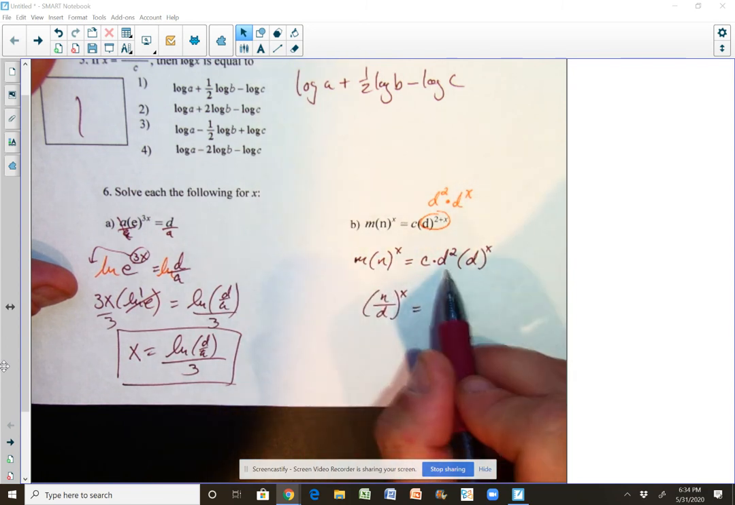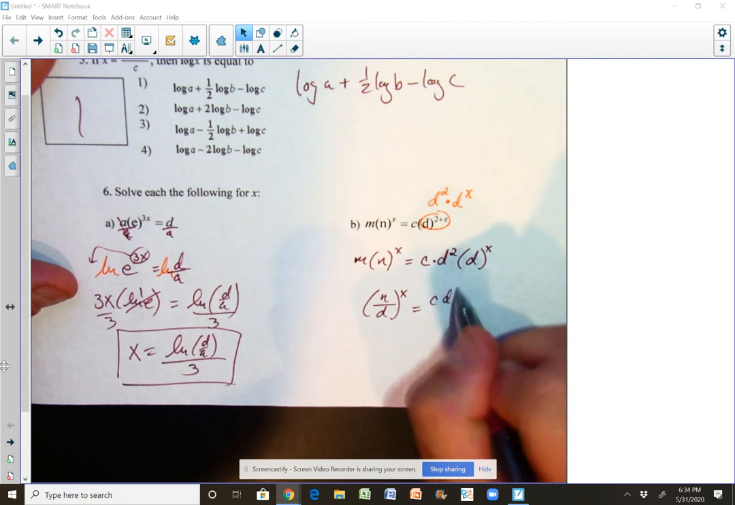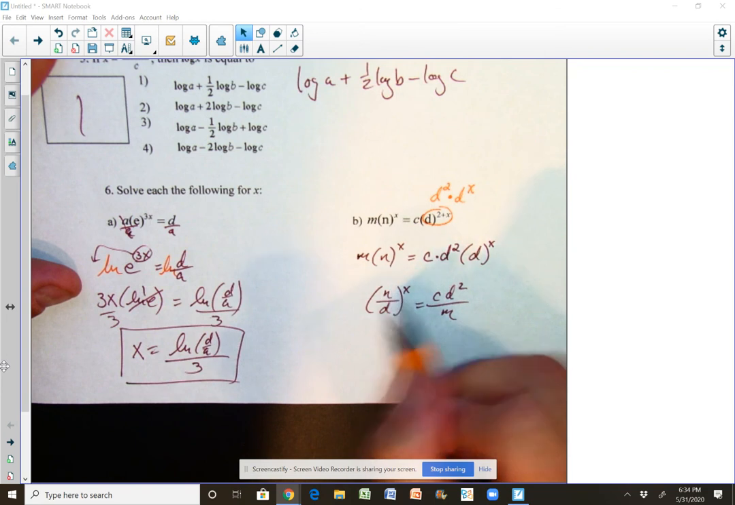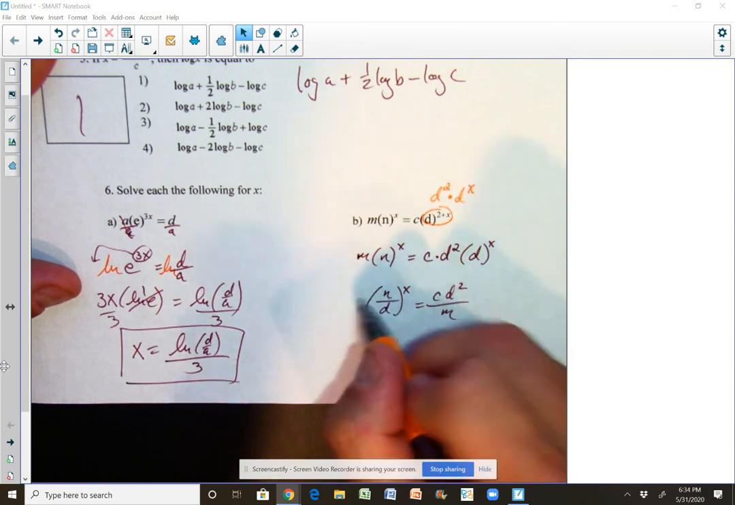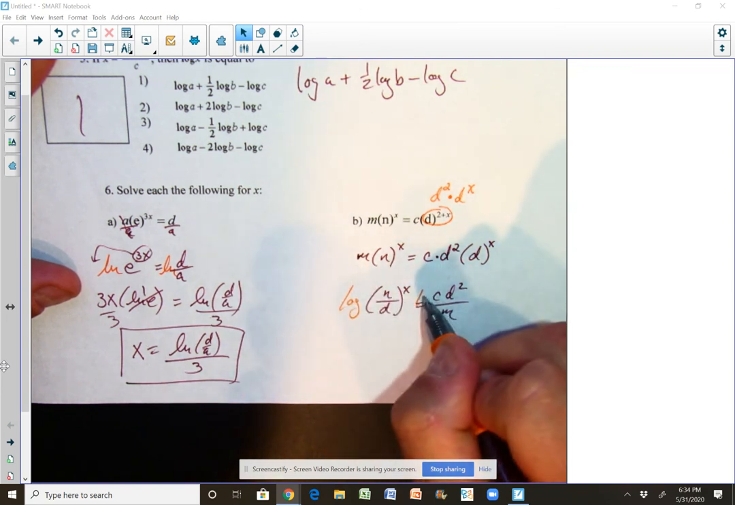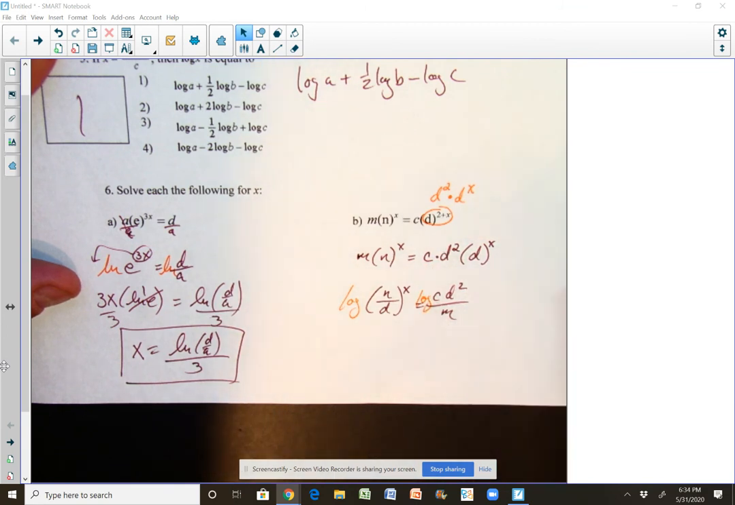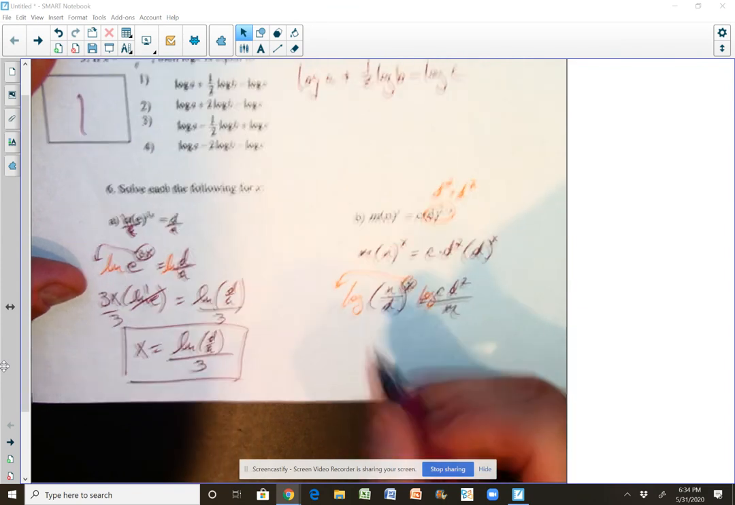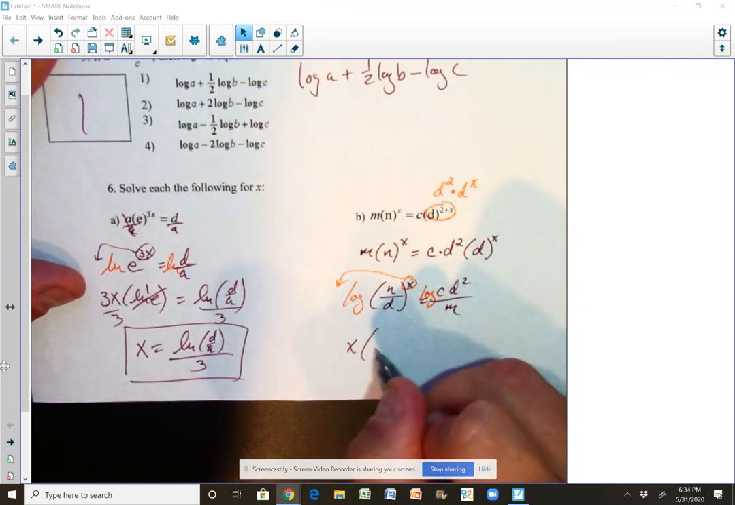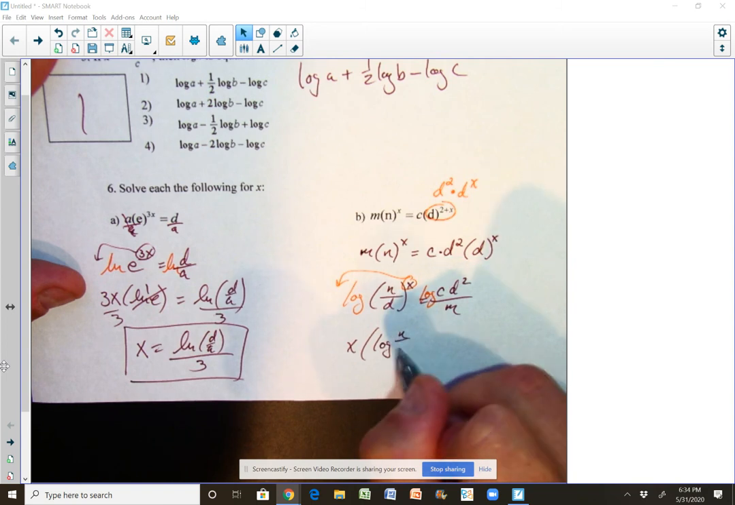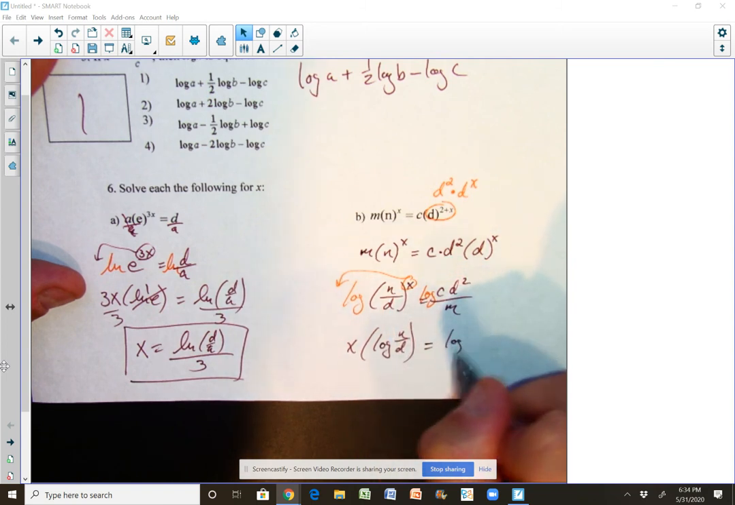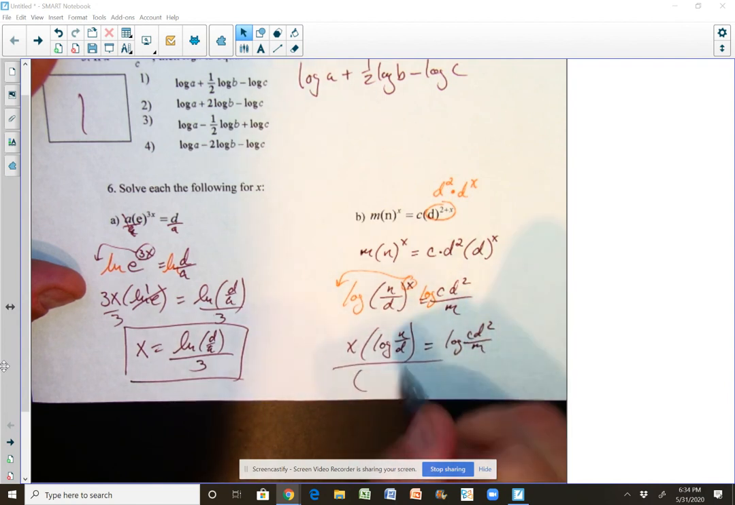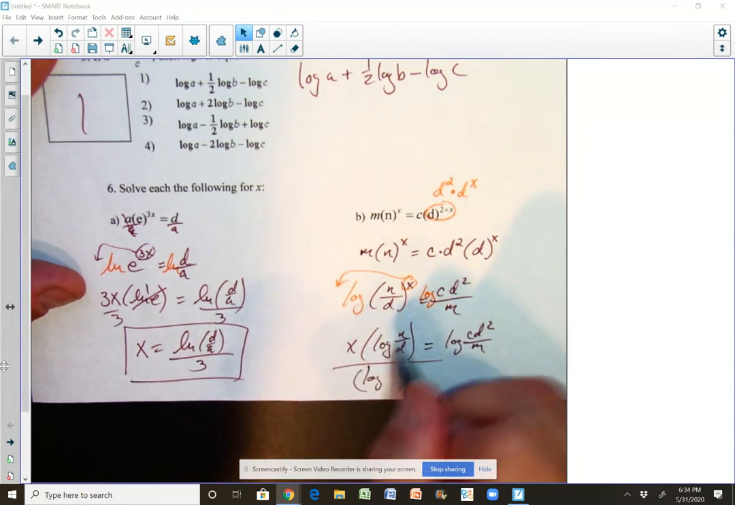And then I'm going to divide the m, which is the constant over here. So cd squared divided by m. So now you've got your exponential part on one side and your constant on the other side. We can take the log or the natural log, it doesn't matter which. And then this exponent is going to go out in front. So when we rewrite that, x times the log of n over d, and that's equal to the log of cd squared over m. All you have left to do now is divide by this constant right here.